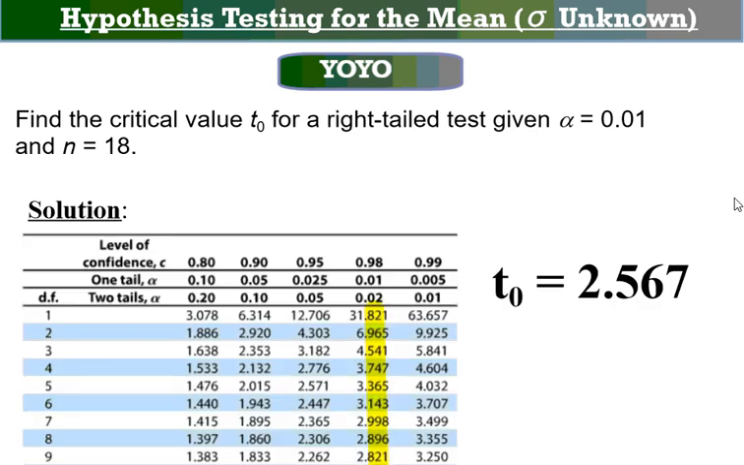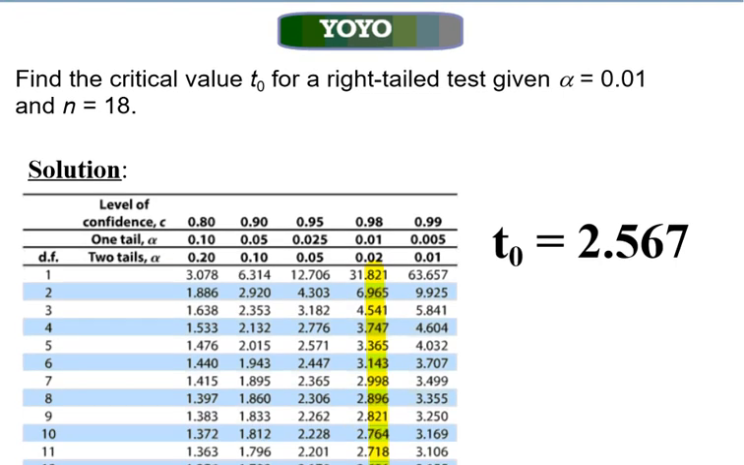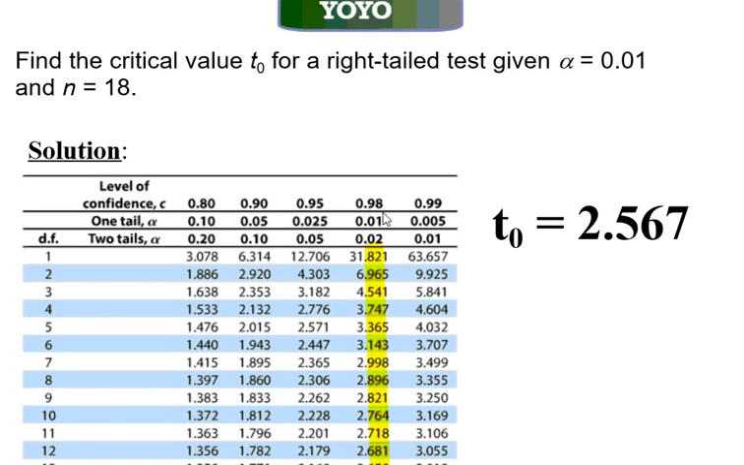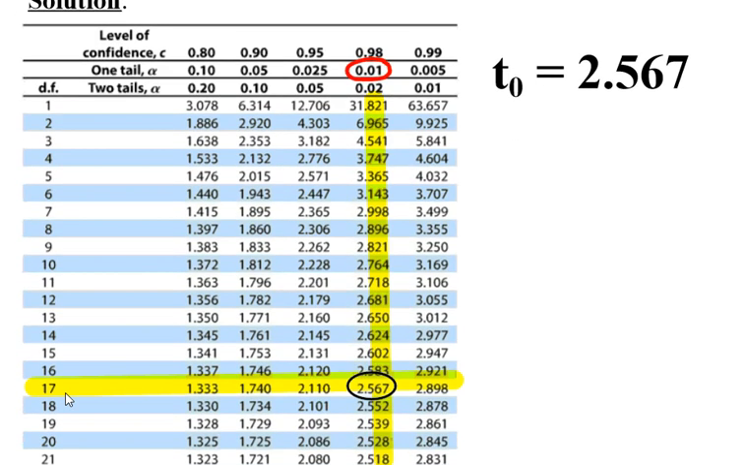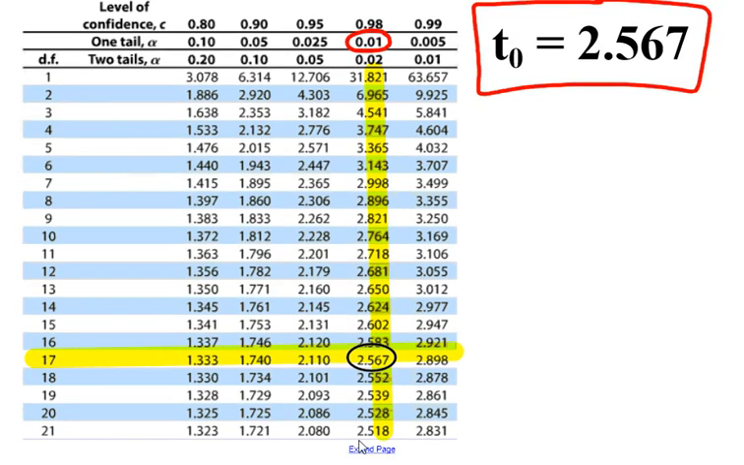Okay, if you use the table, what you would have needed is a one-tailed test, 0.01, and degrees of freedom is 17. We see it's at 2.576. Since it's a right tail, we know you would need to run it with 2.567.